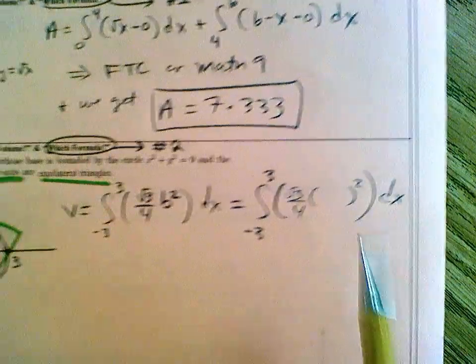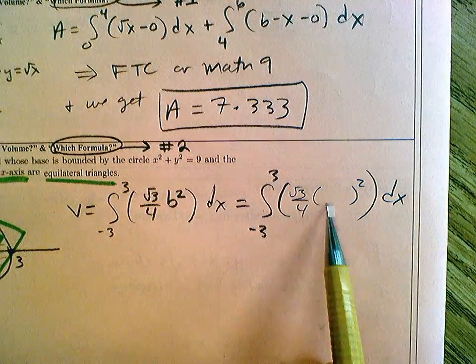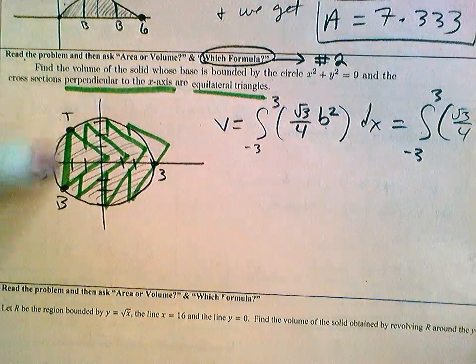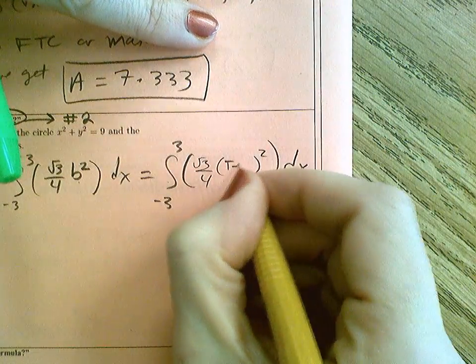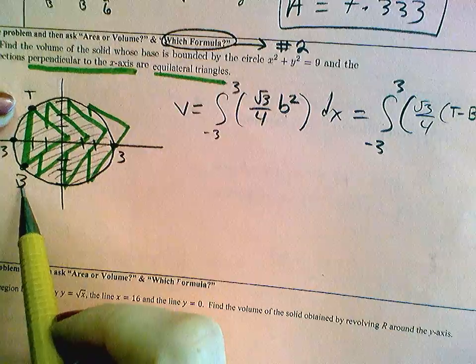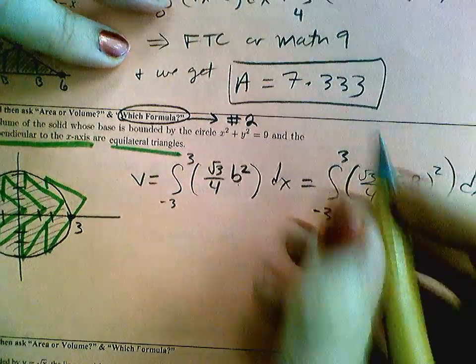Since it's in terms of x, the way that we're going to find the base of the equilateral triangle is by doing top minus bottom. So now we've got to find the top function and the bottom function. I haven't done that yet.